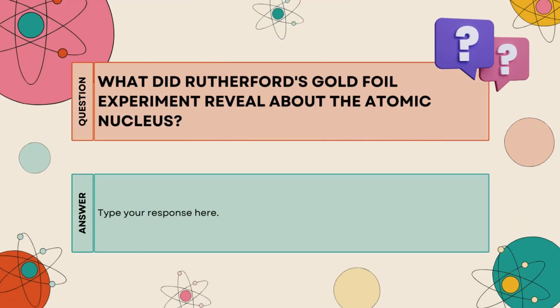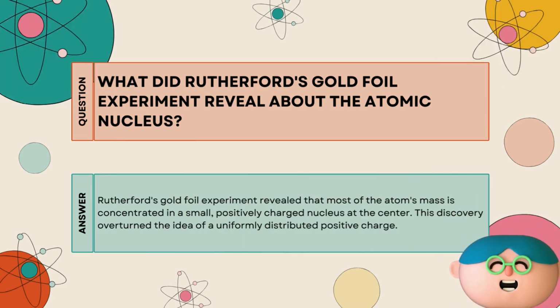Next, the third question. What did Rutherford's gold foil experiment reveal about the atomic nucleus? In this question, you tell me about an experiment done by Rutherford on gold foil and the atomic nucleus. If you know the answer, type your answer here. Otherwise, I give you the answer. The Rutherford gold foil experiment revealed that most of the atom's mass is concentrated in a small, positively charged nucleus at the center. This overturned the idea of a uniformly distributed positive charge.